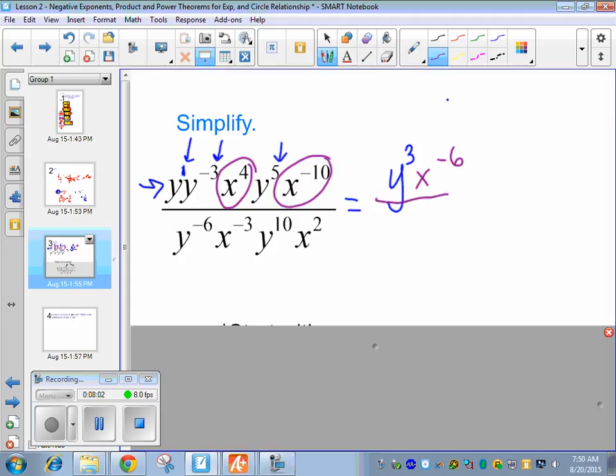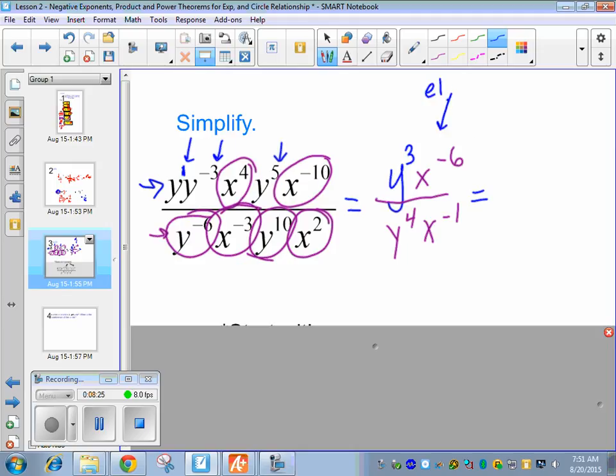Same thing in the denominator. We're going to go ahead and combine, add like terms here. So what do I get for the y's? I have negative 6 and 10. What do you guys get? We got 4. Okay, good. And for the x's, what did you guys get? Negative 1. Awesome. The next step is to get rid of the negatives.